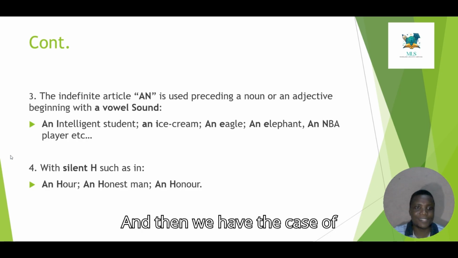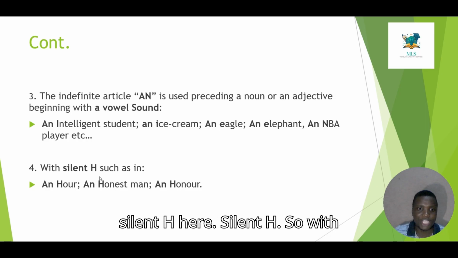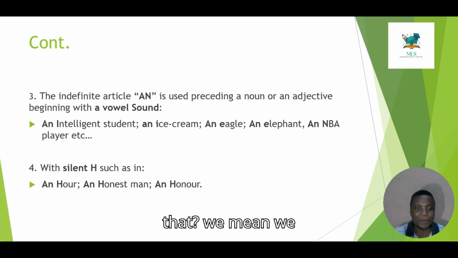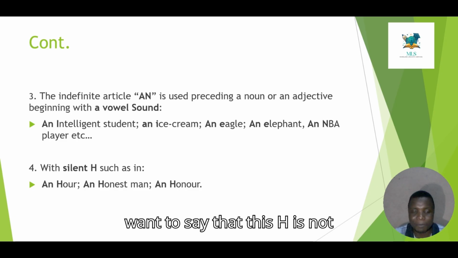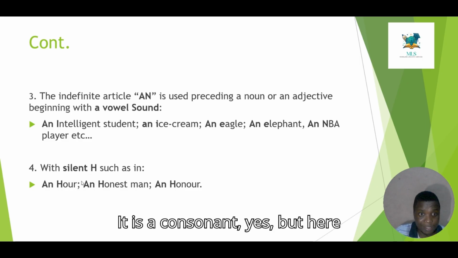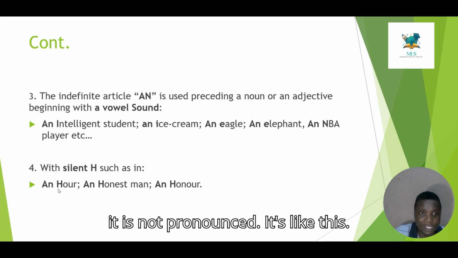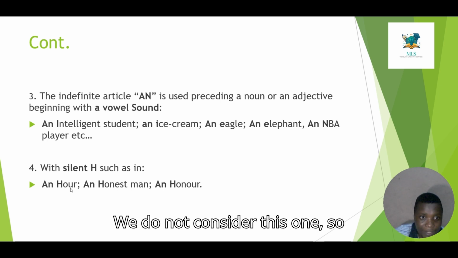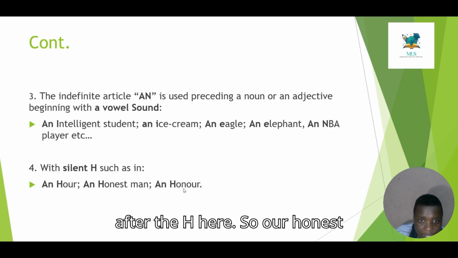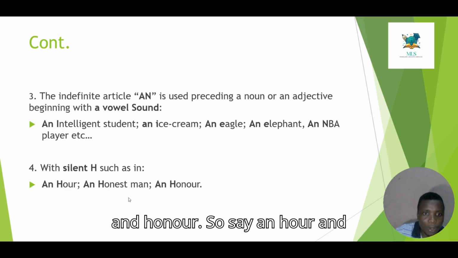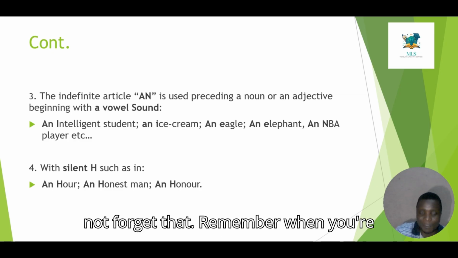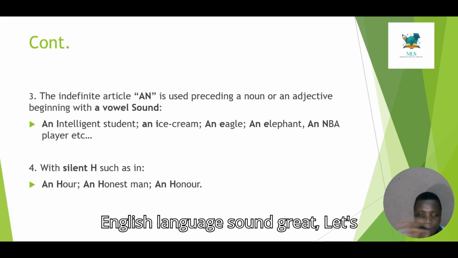And then we have the case of silent H. With silent H, what do we mean? We want to say that this H is not pronounced. So it's like this, "an hour". H is a consonant, yes, but here it is not pronounced. We do not consider it, so we consider only the sound coming just after the H. So "hour", "honest", and "honor". We say "an hour", "an honest man", and "an honor". All right. Do not forget that. Remember when you're speaking and mention this, your English is going to sound great.